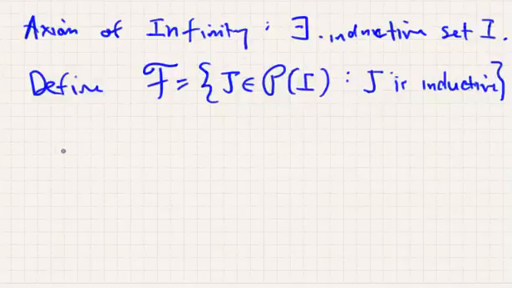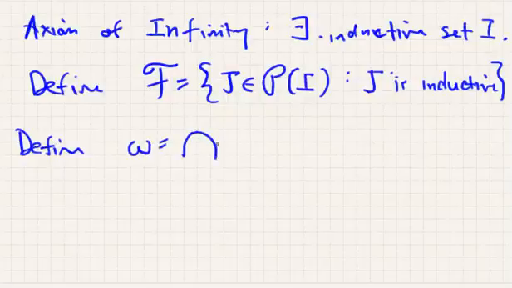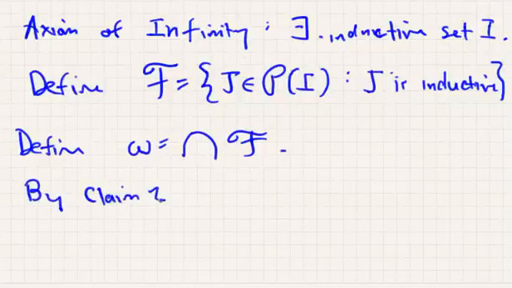And then what we're going to do is define omega to be the intersection of F. As I talked about in the last video, we denote this minimal inductive set by omega. So I'm going to do that here. And this intersection of all inductive subsets of I is precisely what we mean by omega. So by claim 1, omega is inductive.